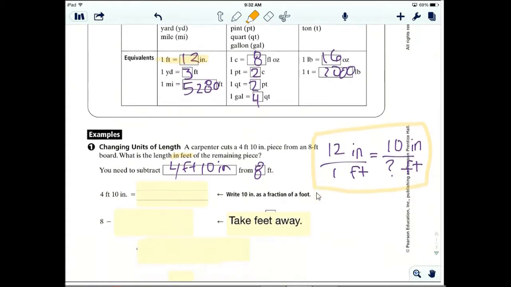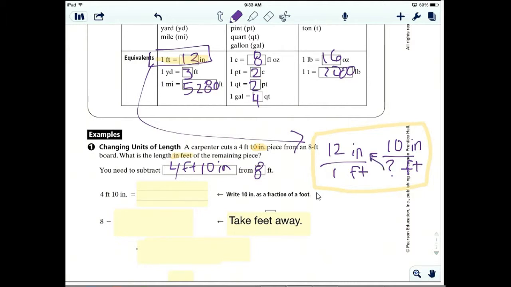All I did is I set it up as a proportion. You know how we learned how to change rates into a fraction? That's exactly what I did, guys. I changed this rate and put it into fraction form, 12 inches over 1 foot. And then I set up the other side, because the only part I really need to convert is this 10 inches. I already have 4 feet. That part I don't need to convert. So I set it up over here. There's my 10 inches, and I want to know how many feet that is. If I can solve this proportion, I've got my answer.